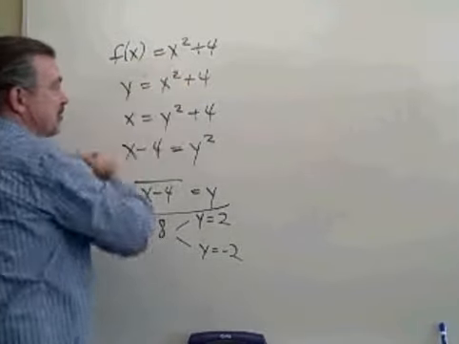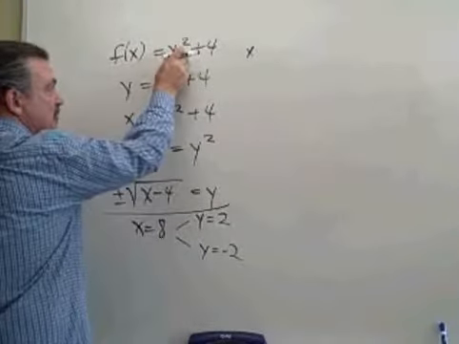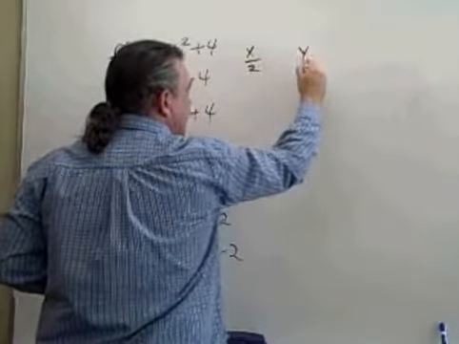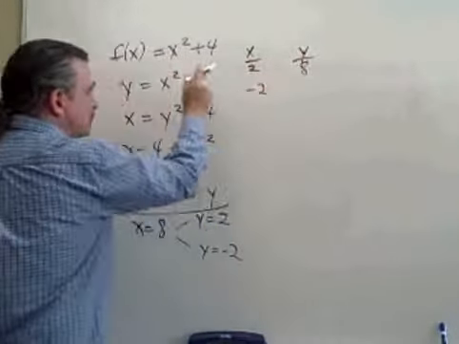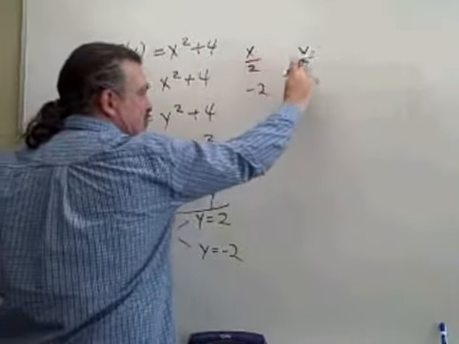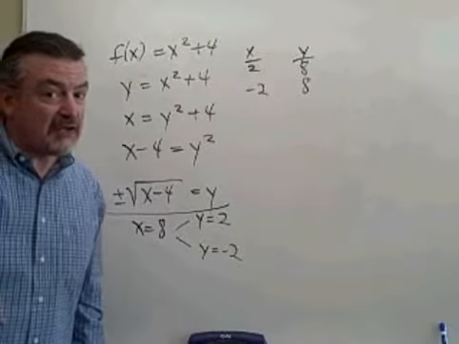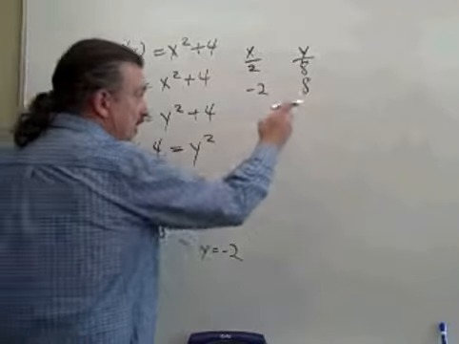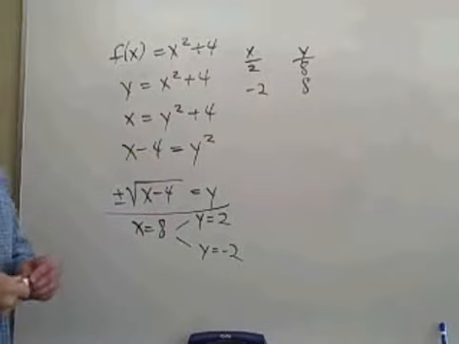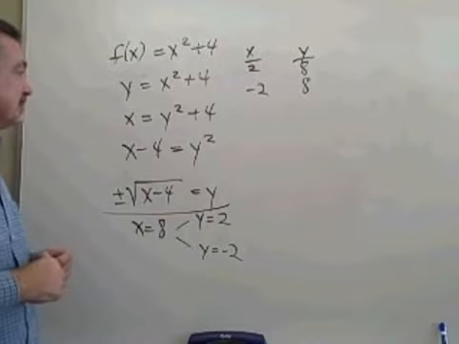If we let x be 2, in the original function, 2 squared is 4, 4 plus 4 is 8. If x is 2, y is 8. But if x is negative 2, the square of negative 2 is 4, 4 plus 4 is 8. 2 values of x map to the same value of y, which is okay to have a function. You just can't have it the other way. You can't have one value here mapping to 2 values there, which is what the inverse would give us. So in this case, the inverse is not a function.